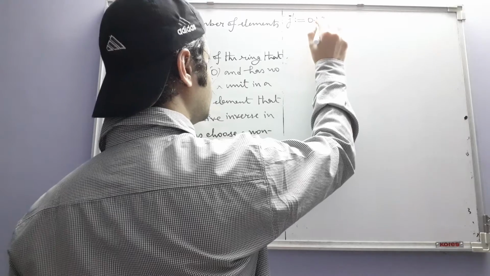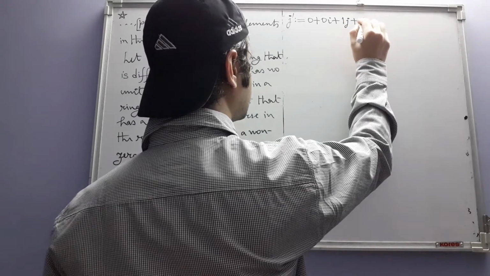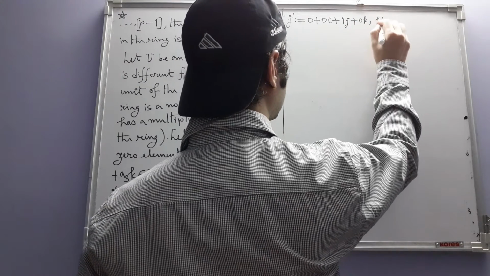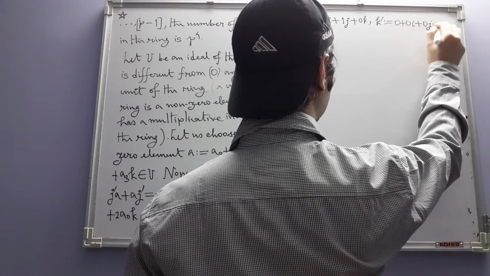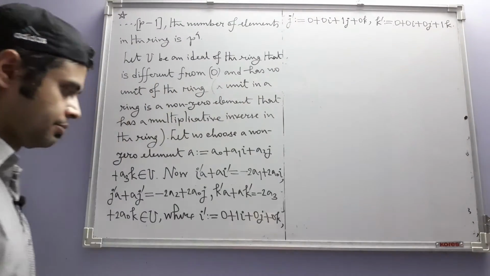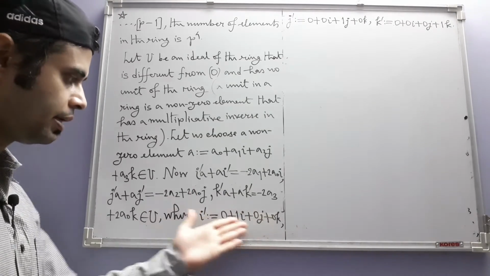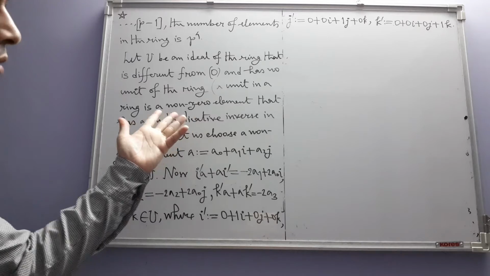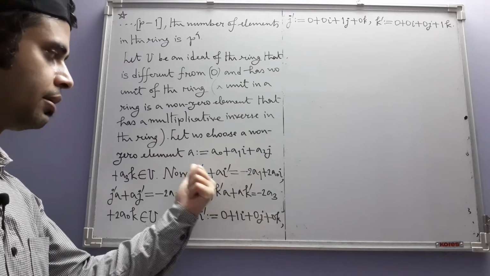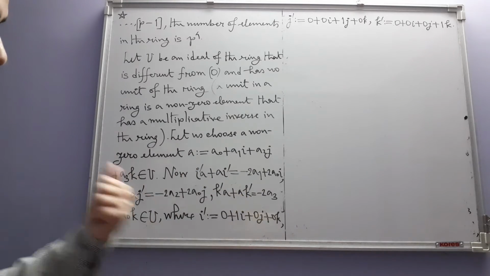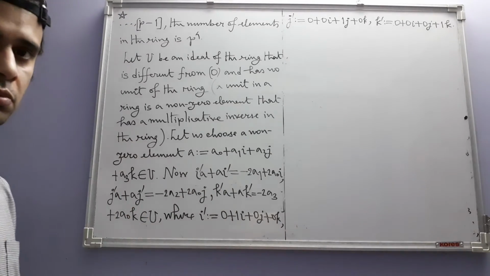j prime is 0 plus 0i plus 1j plus 0k, and k prime is 0 plus 0i plus 0j plus 1k. Now it's okay. So these are again elements in the original ring, in our ring, and so we can multiply these elements i prime with a, and we can add their products. That gives us these elements, and they all belong to U.